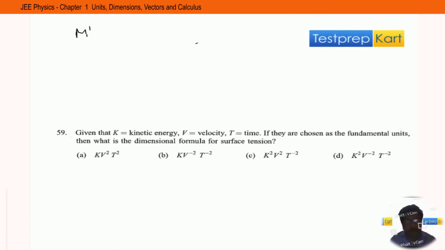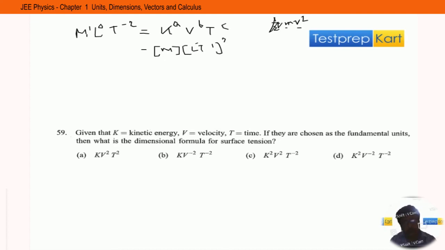M t to the power negative 2 is equal to kinetic energy to the power a, velocity to the power b, and time to the power c. So kinetic energy is half mv square, half cancelled, m and v square, m means M, and v square means L t to the power negative 1 whole square. So we can write it that way: M L square t to the power negative 2 to the power a. Second is the velocity, L t to the power negative 1 to the power b, and time t to the power c.